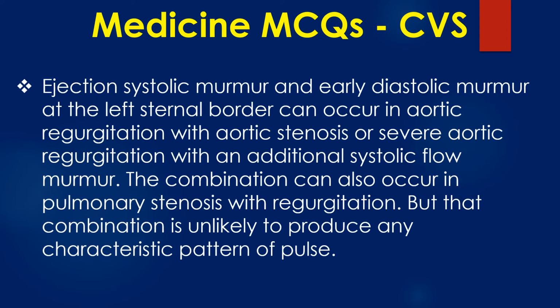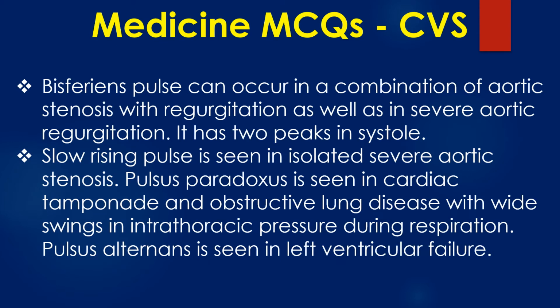Ejection systolic murmur and early diastolic murmur at the left sternal border can occur in aortic regurgitation with aortic stenosis or severe aortic regurgitation with an additional systolic flow murmur. The combination can also occur in pulmonary stenosis with regurgitation, but that combination is unlikely to produce any characteristic pulse pattern. Bisferiens pulse can occur in a combination of aortic stenosis with regurgitation as well as in severe aortic regurgitation. It has two peaks in systole.